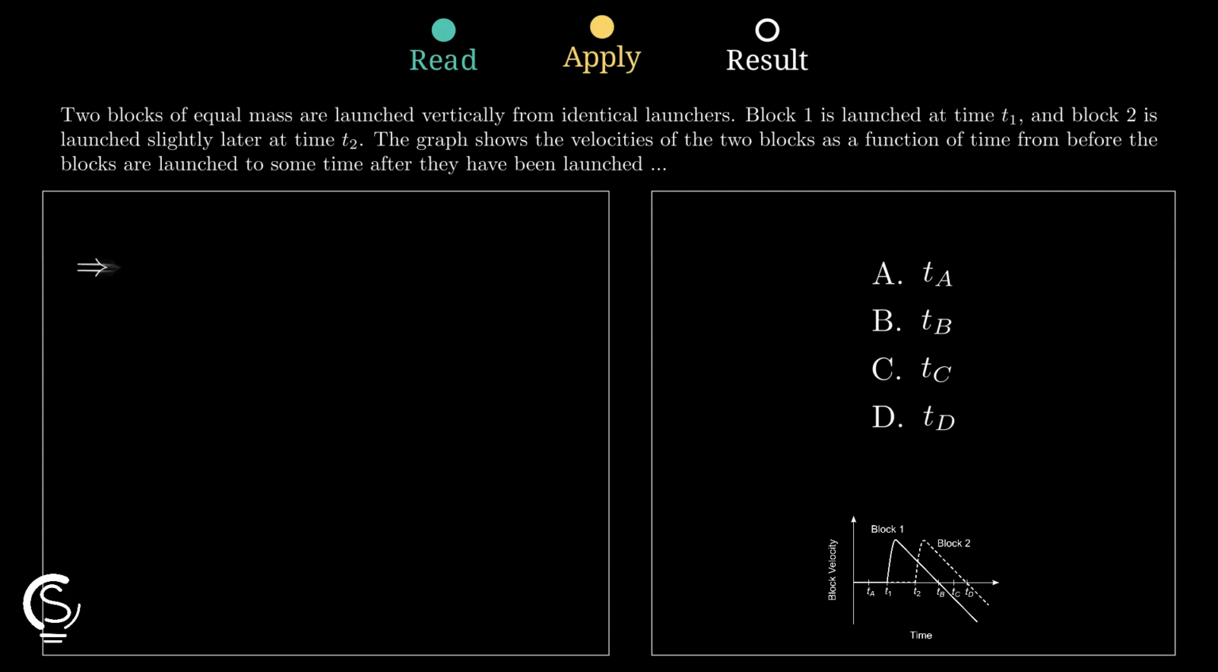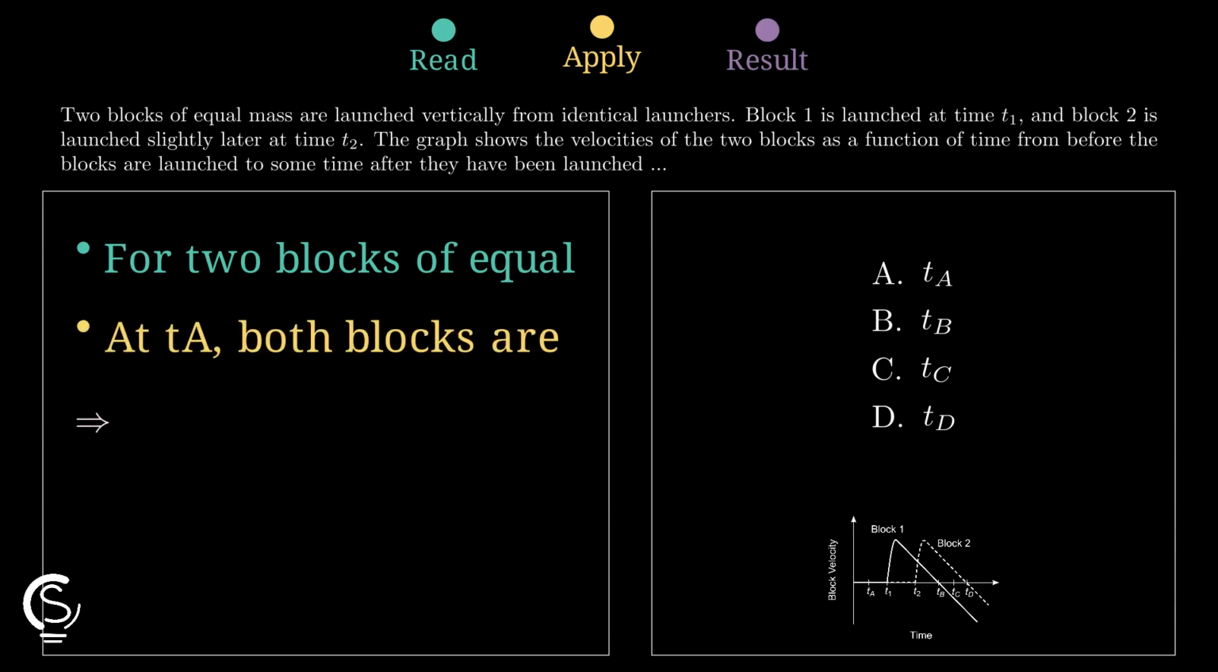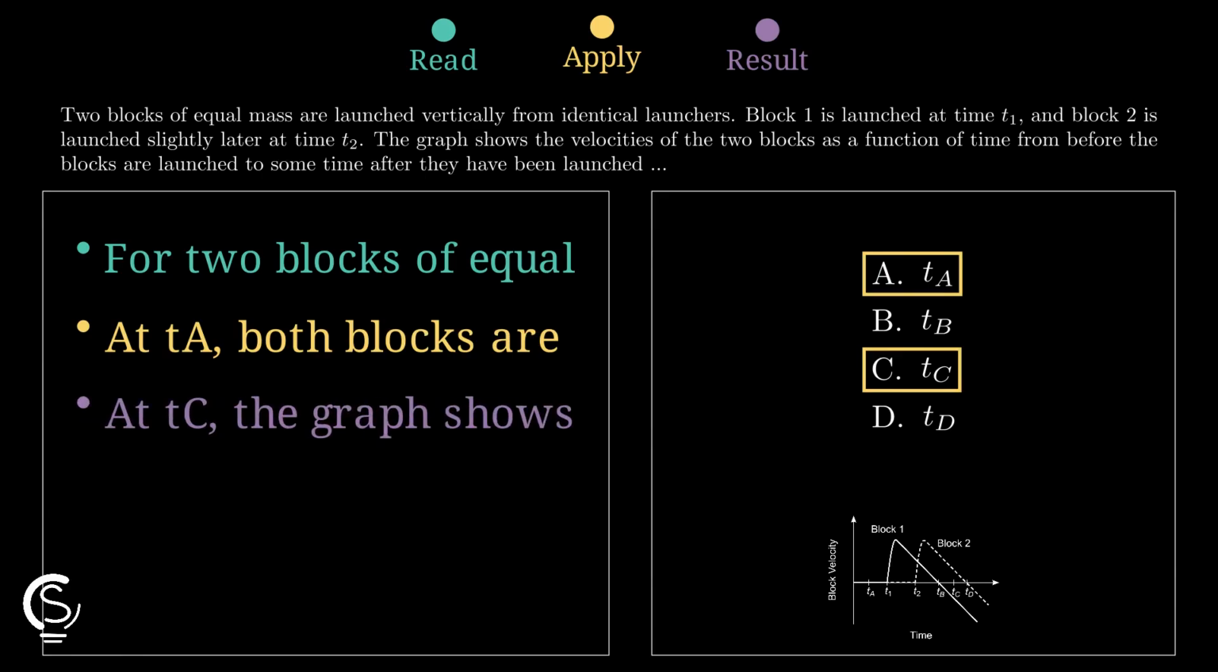At TA, both blocks are moving with equal-sized velocities in opposite directions on the graph, so their sum is 0, and that makes the center of mass velocity 0 too. At TC, the graph again shows equal and opposite velocities for the two equal masses, so their average is 0 there too. Nice!